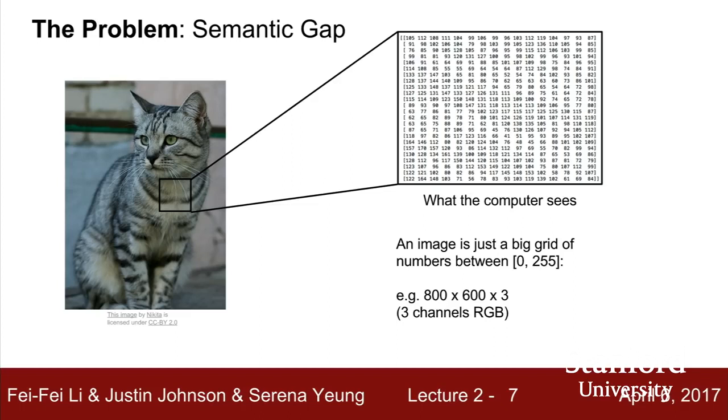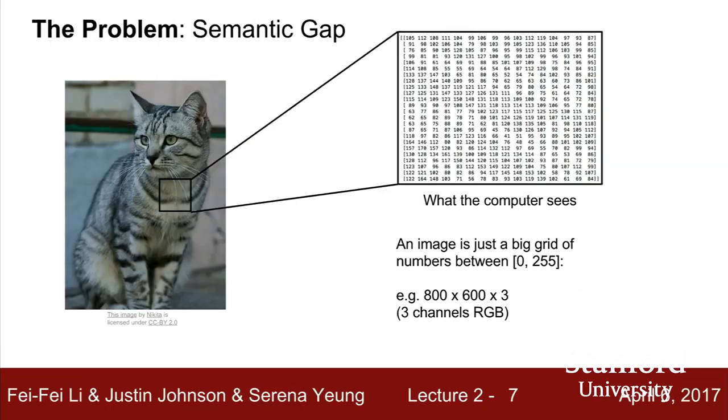So the image might be something like 800 by 600 pixels, and each pixel is represented by 3 numbers, giving the red, green, and blue values for that pixel. So to the computer, this is just a gigantic grid of numbers, and it's very difficult to distill the catness out of this giant array of very many different numbers.